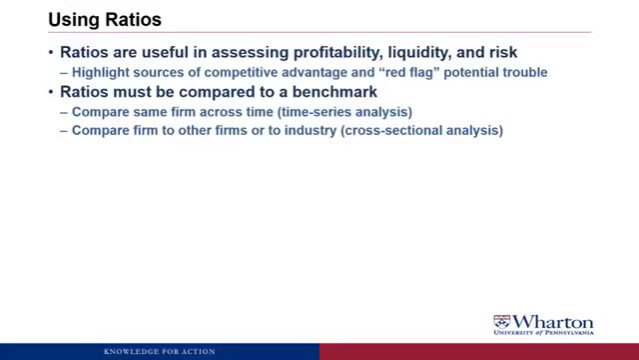There are no absolute benchmarks, so there's nothing like ROE, return on equity greater than 0.16 is great, below 0.16 is bad. They have to be compared either to the same firm across time, so we call a time series analysis, so we're looking in trends for the firm, or compare the firm to other firms or to the industry, do what's called a cross-sectional analysis. And this is important sometimes because the firm trends could be driven by industry effects. And so to figure out whether it's the company doing something well or it's just an industry-wide phenomenon, we have to both look at the same firm across time and compare that trend to other firms or to the industry averages.